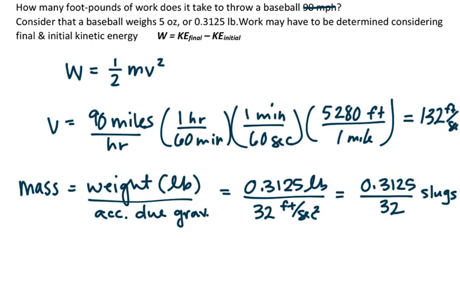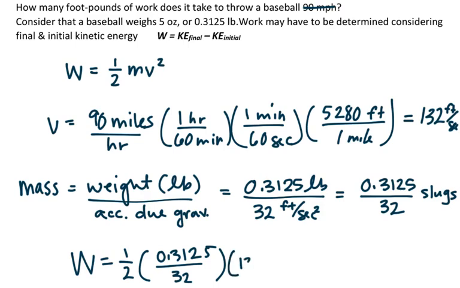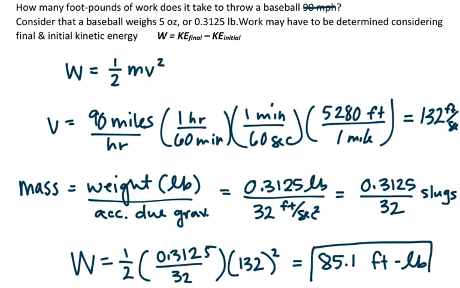Now that I know my velocity and my mass, my work is going to be 1/2 that mass, 0.3125 over 32, times my velocity, 132 squared, which gives me 85.1 foot-pounds. And that represents the quantity of work it takes to throw that baseball.